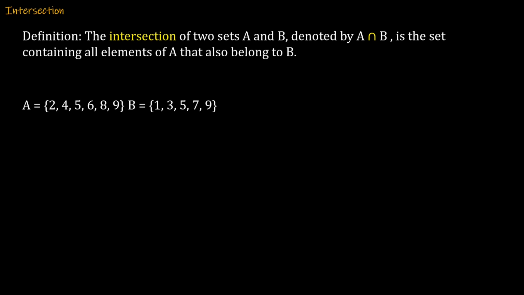For example, here we are given two sets A and B. To get the intersection of A and B, we need to find their common elements, which are 5 and 9.